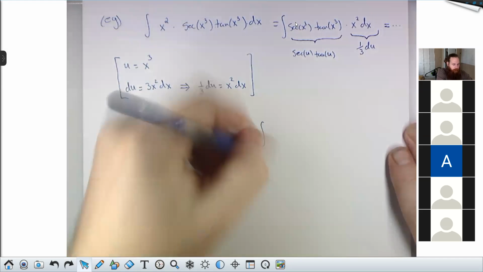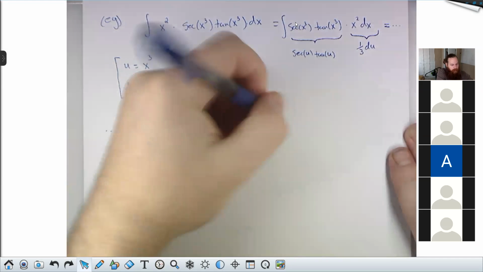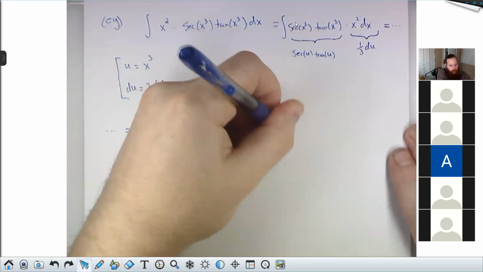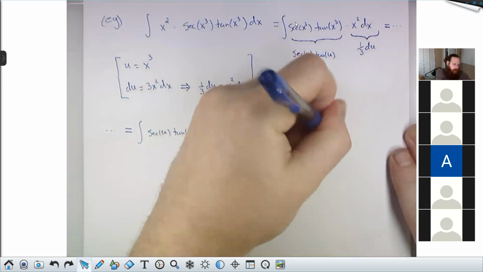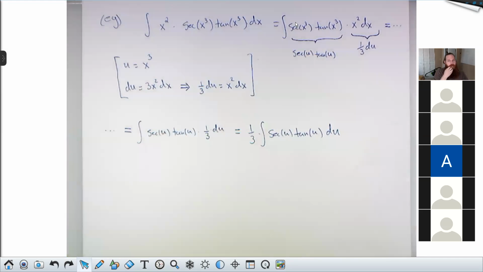Constant multiples come out. And then inside, I'll just have secant u tangent u du. And the question is, can we think of an antiderivative for secant u tangent u? Who has secant tangent as his derivative? Secant square.